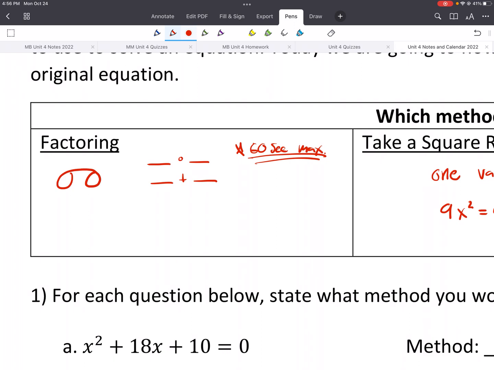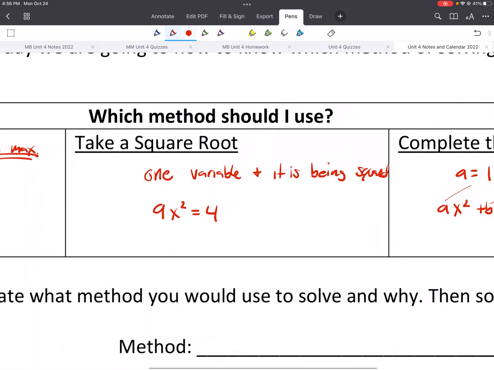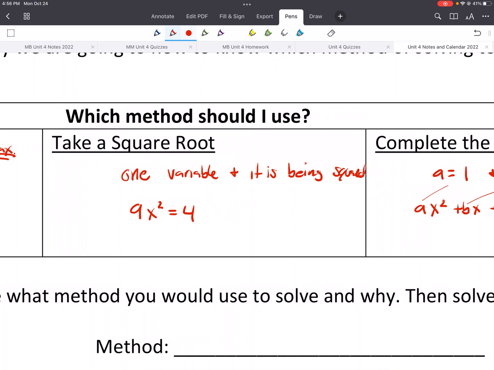Alright, next we have using square roots to solve. This works well when there's already just one x in your equation and it's being squared. Here's an example: 9x squared equals 4. This would be a great example. We have 1 x, and it's being squared. You can also find something that looks like this. Something like that would be another example. There's only 1 x in that equation, and it's being squared.